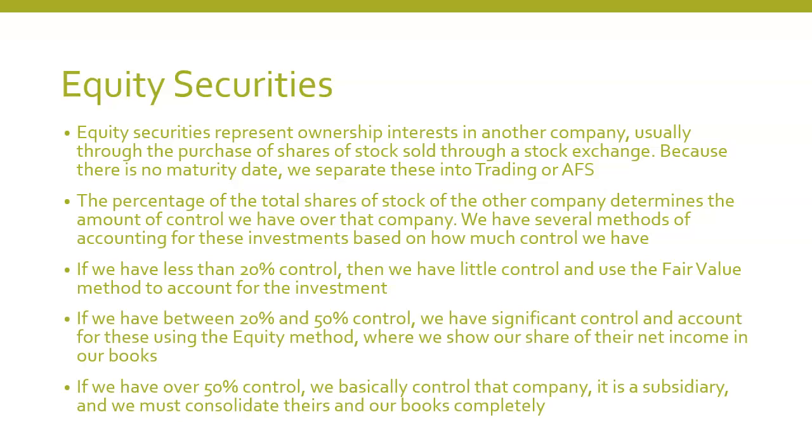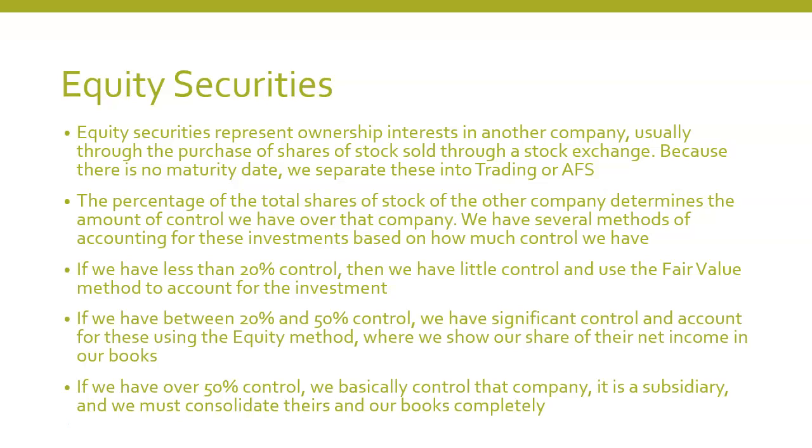However, if we have enough shares that we have over 20% of the shares that exist, maybe less than 50%, we have significant control. What we say is going to have some impact on how GM does things. And so we would have to use the equity method, where we show our share of GM's net income in our books. If we have over 50% of the shares of stock that exist, then we have control.